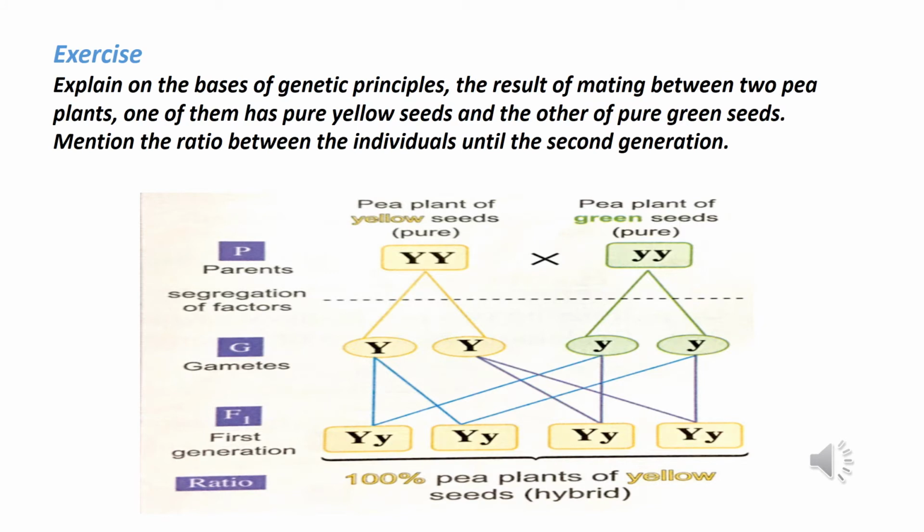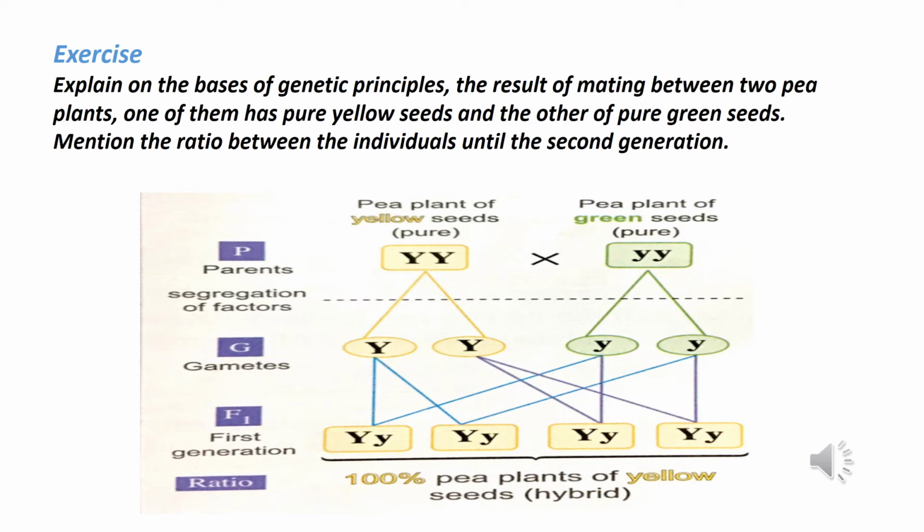This is an exercise to explain the basis of genetic principles, the result of mating between two pea plants. One of them has a pure yellow seed and the other has a pure green seed. We use symbols to explain the experiment of heredity. P for parents, G for gametes, F1 for first generation.